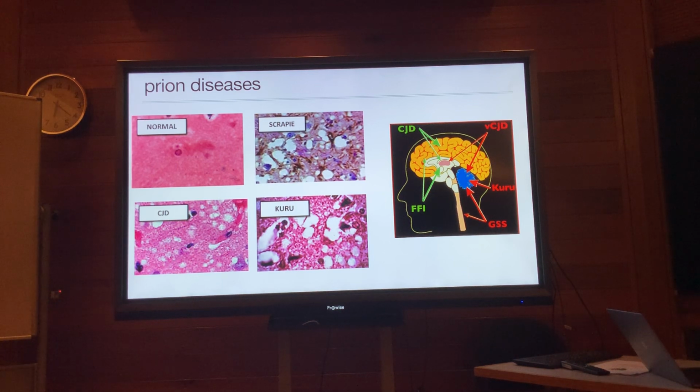scrapie in sheep, and so on. So these are all different types of protein diseases, and they attack different parts of the brain. So it's good to keep that in mind.